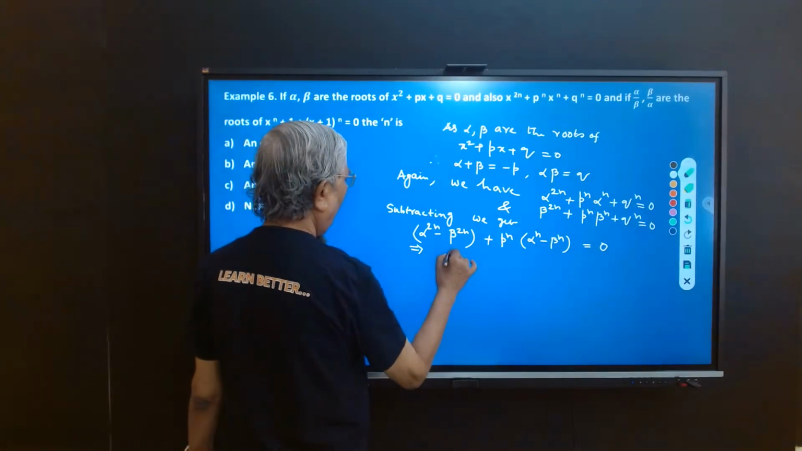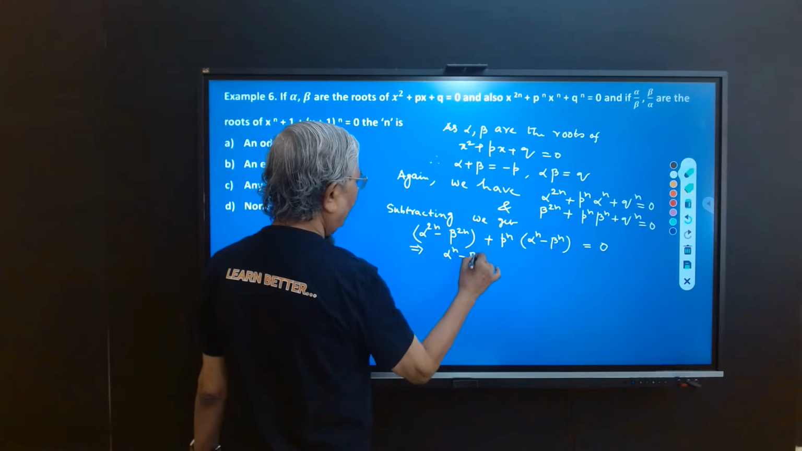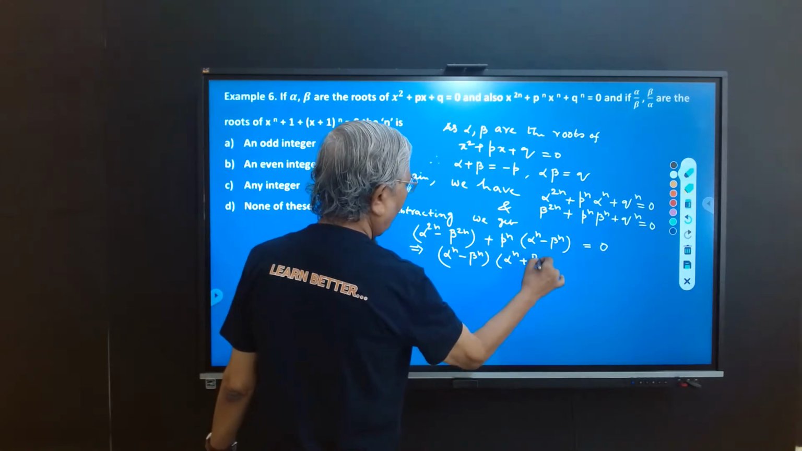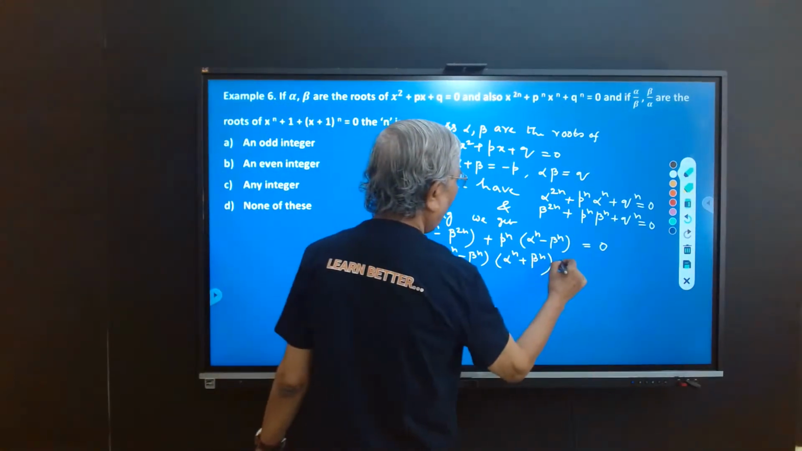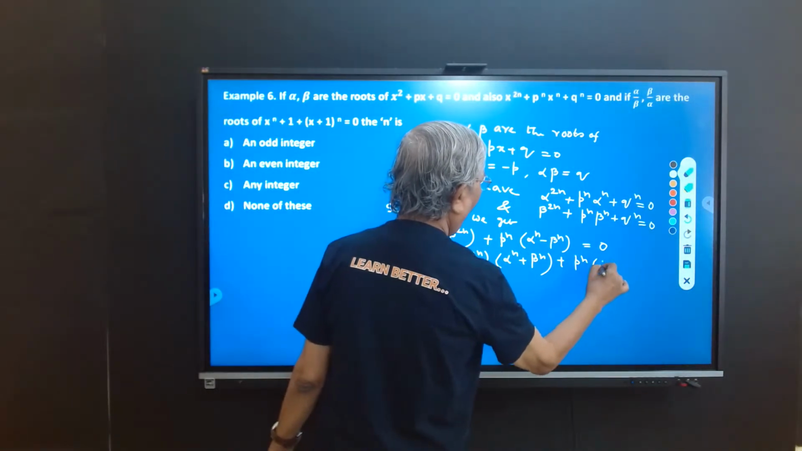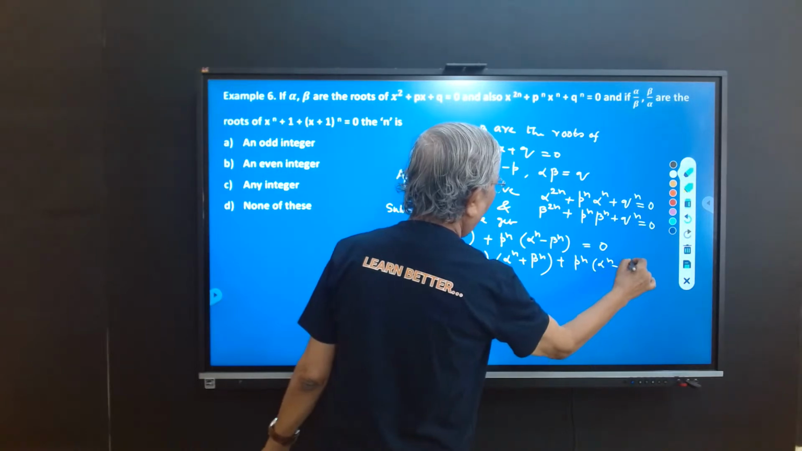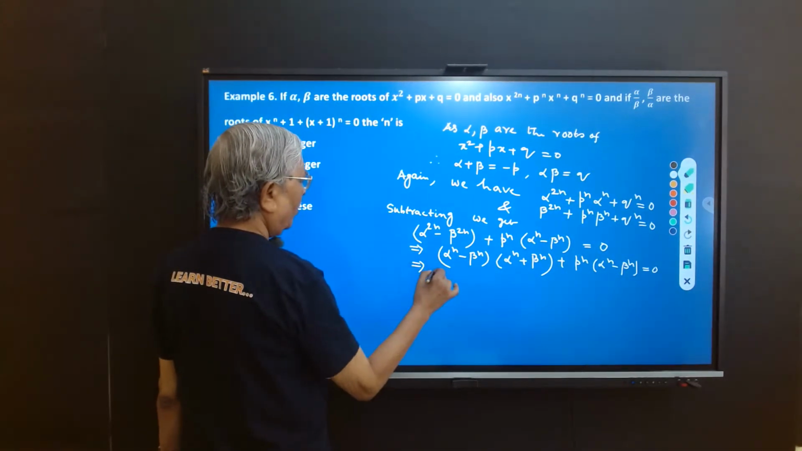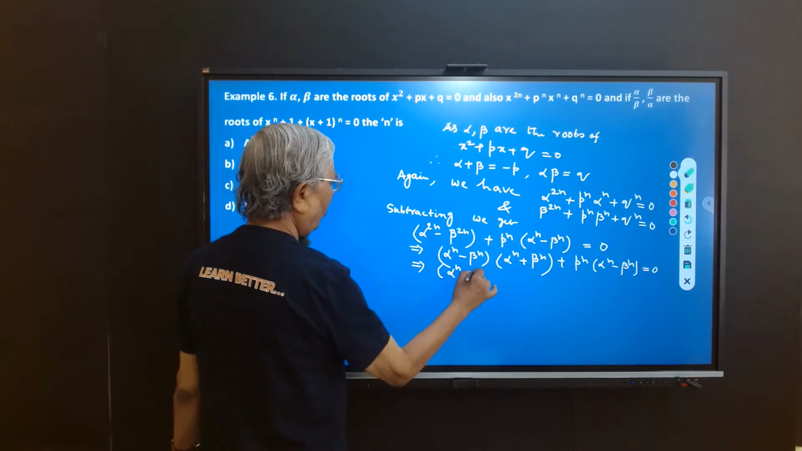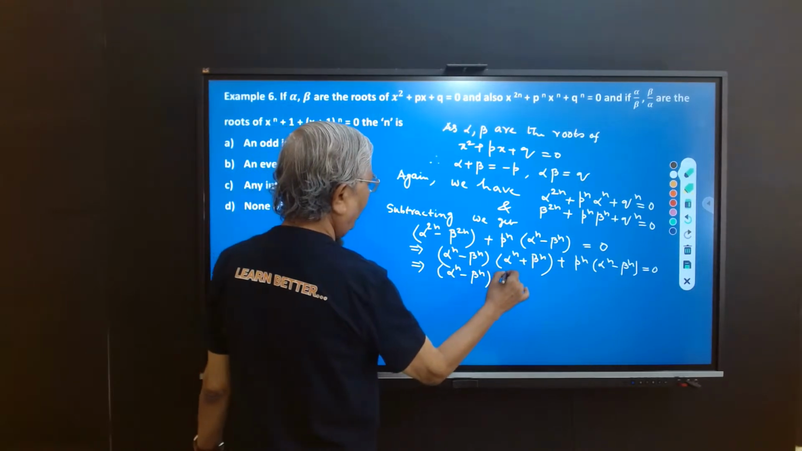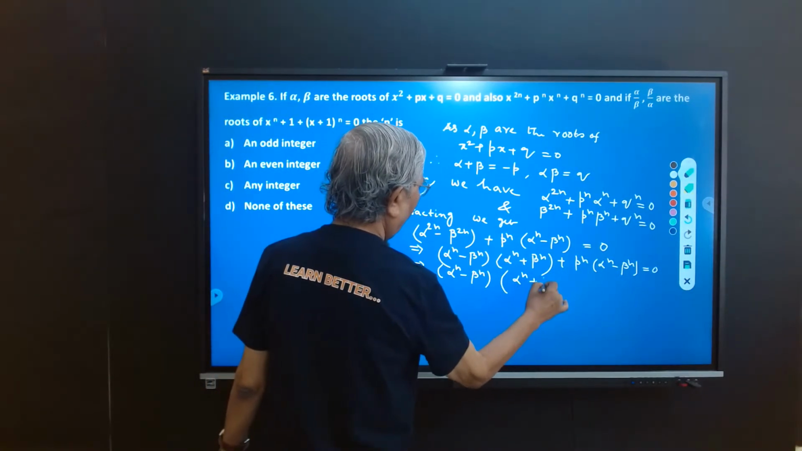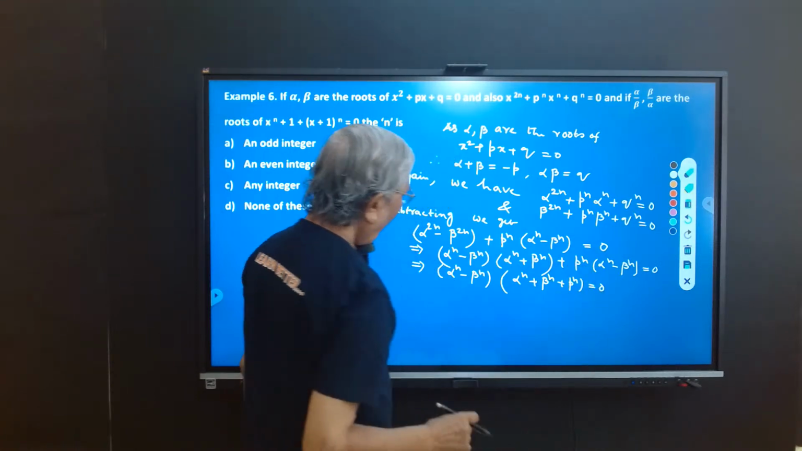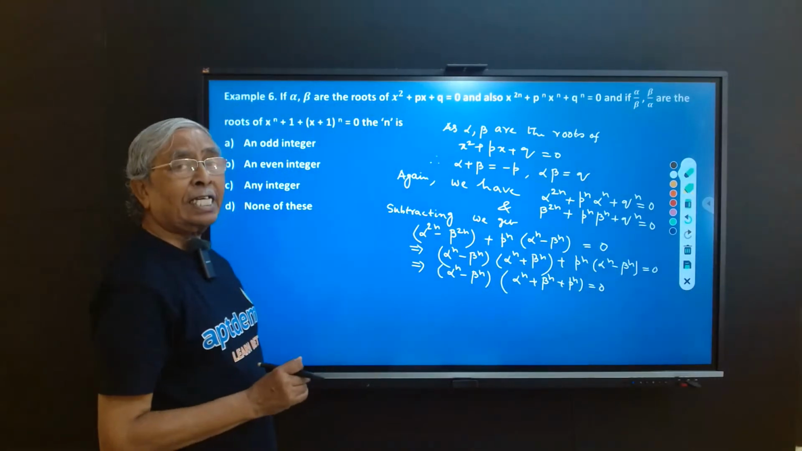This will imply alpha to the power n minus beta to the power n into alpha to the power n plus beta to the power n plus p to the power n equals 0. Now alpha to the power n minus beta to the power n is not equal to 0, because in that case alpha equals beta.